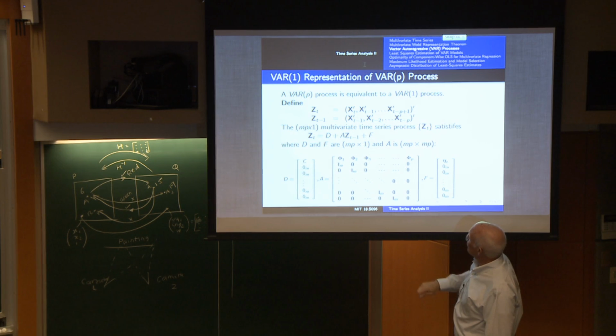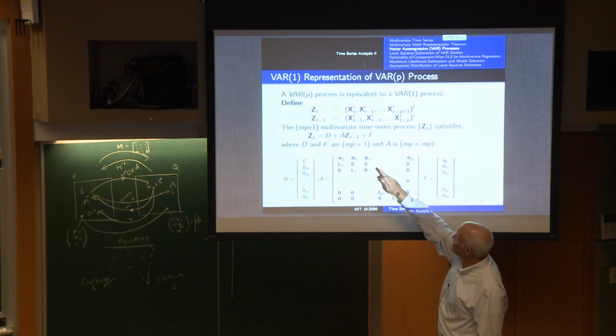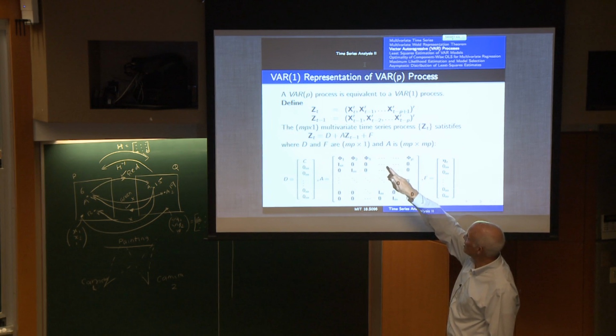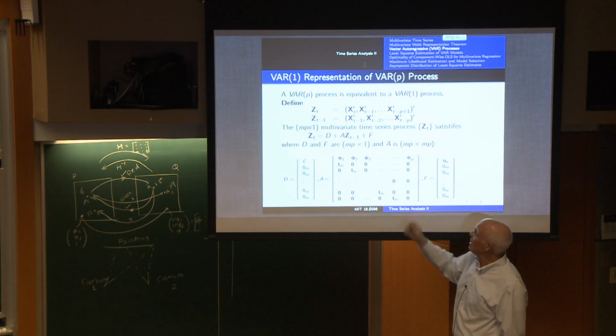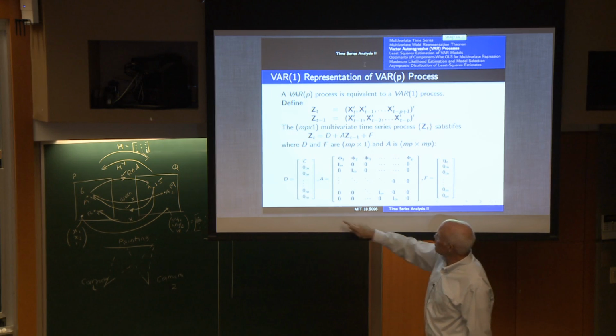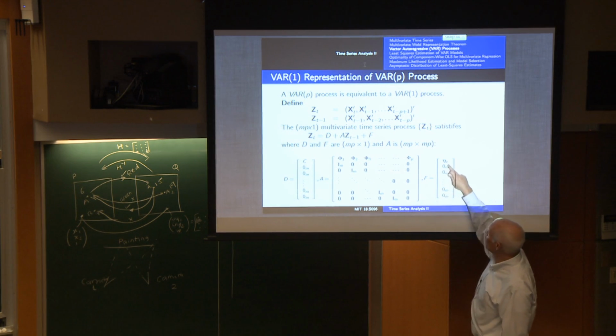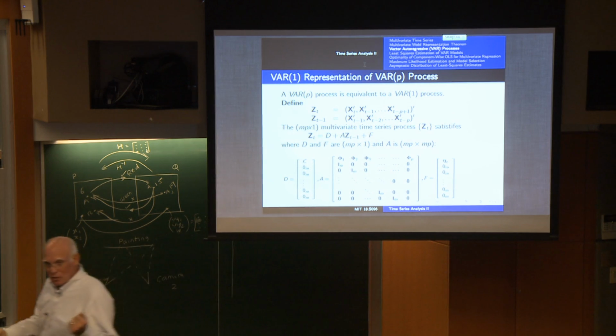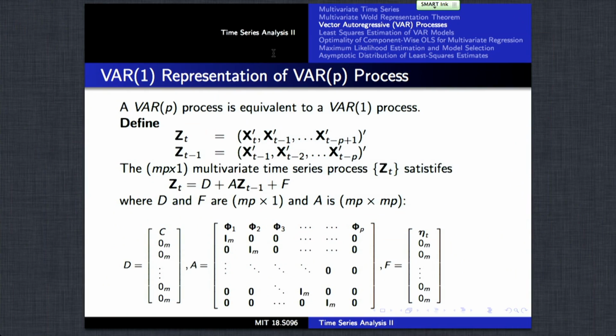And so basically, the z_t vector is a linear transformation of the z_{t-1}. And we have a very simple form for the constant term and a very simple form for the F vector. And this renders the model into a first order time series model with a larger multivariate series, basically mp by 1.